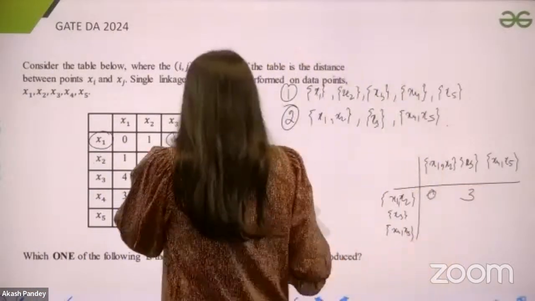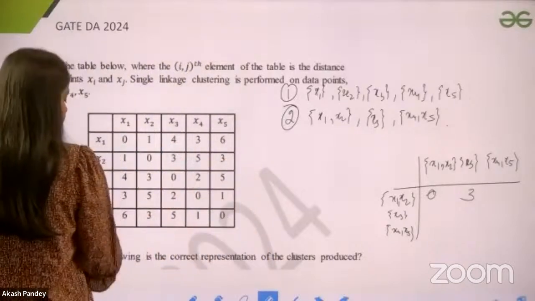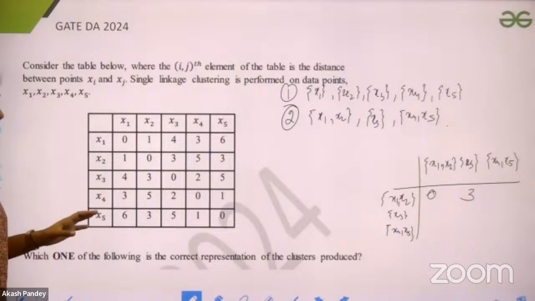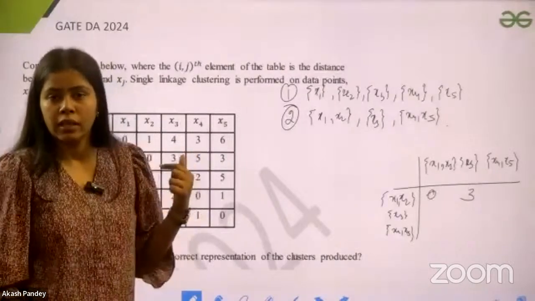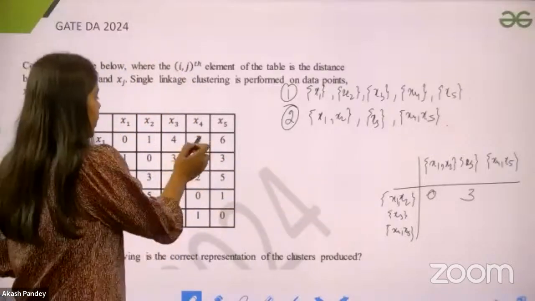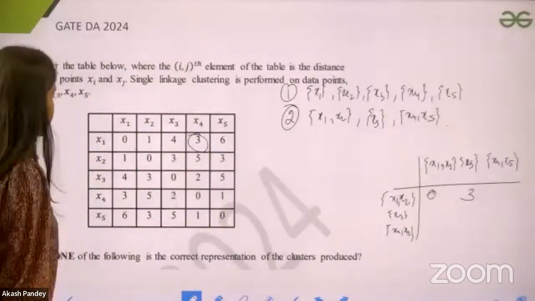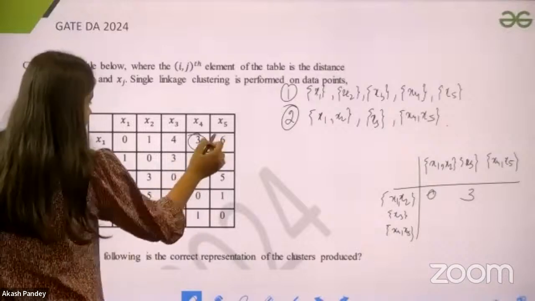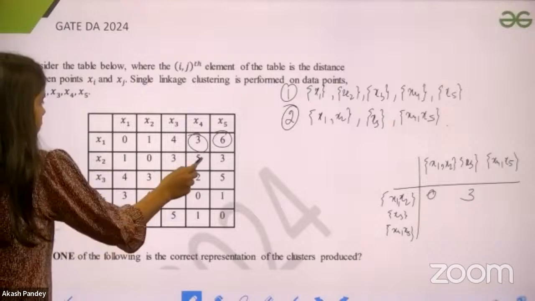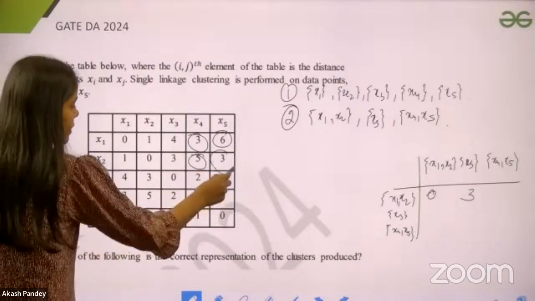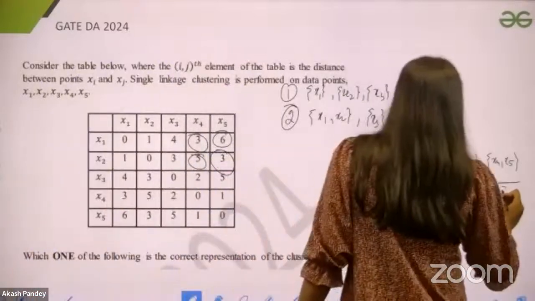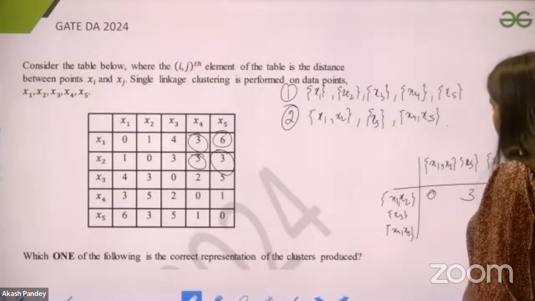And similarly, you need to find out. I am writing it directly, guys. You can expand it and understand how we get the answer. I already solved one question using expansion. So the distance of x1 with x4 is 3, x1 with x5 is 6, x2 with x4 is 5, and x2 with x5 is 3. You have to take the minimum distance out of these, so the minimum distance is 3. So this distance gets 3.